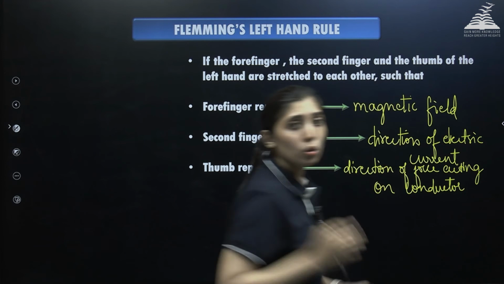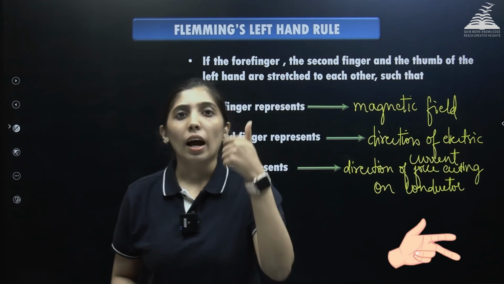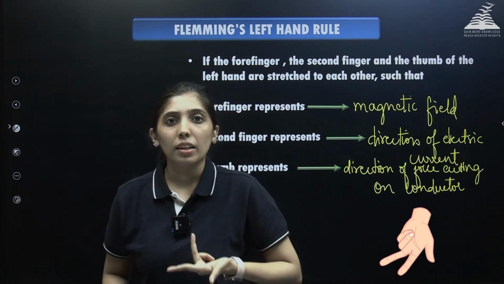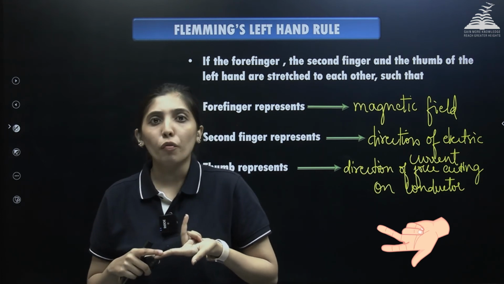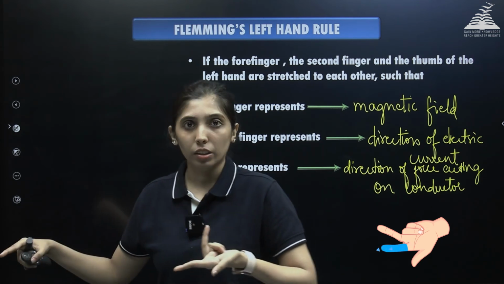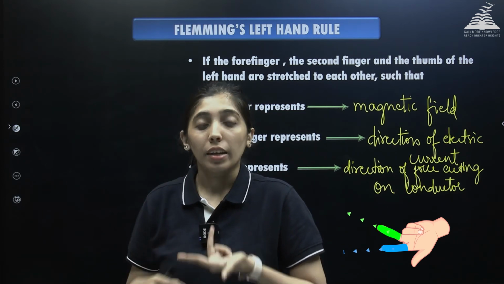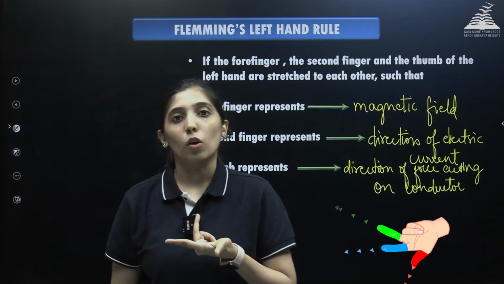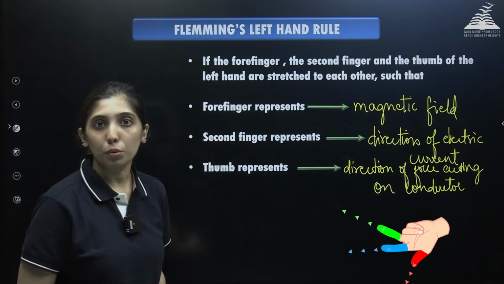To demonstrate, consider your thumb, your forefinger, and your second finger in such a way that they are at right angles to each other. Now, point your forefinger towards the direction of the magnetic field, your second finger towards the direction of the electric current. Then, your thumb will give you the direction of the force acting on the conductor. And this is Fleming's left hand rule.